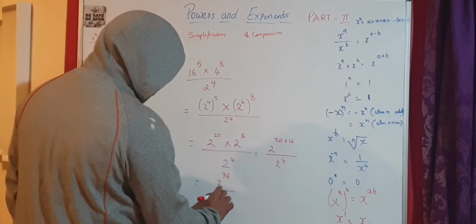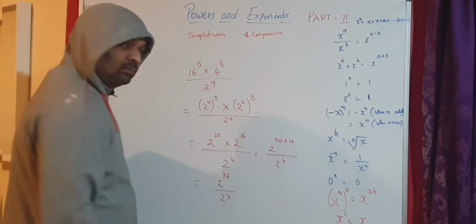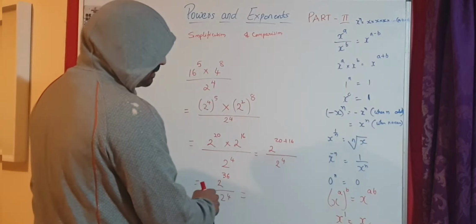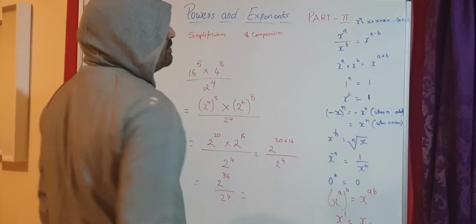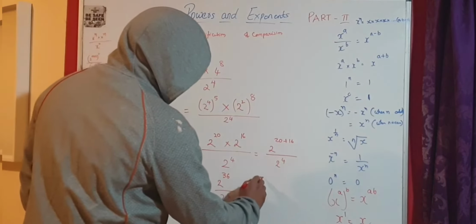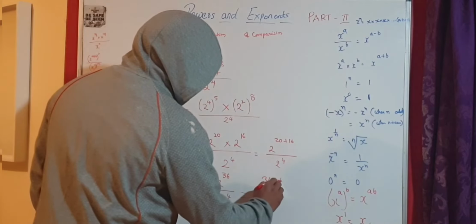36 by 2 to the power of 4. Okay, so if you further simplify again, you can apply this formula. Which formula? This one: x to the power of a by x to the power of b is equal to x to the power of a minus b. So 2 to the power of 36 minus 4.